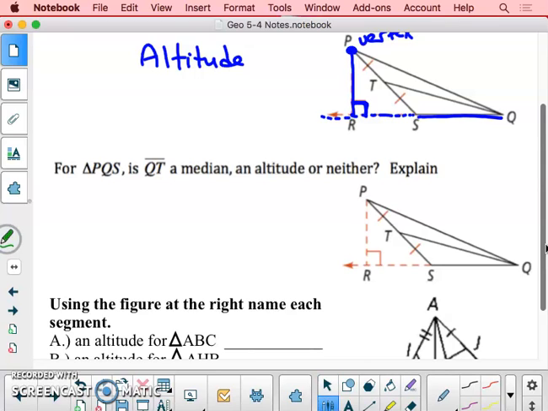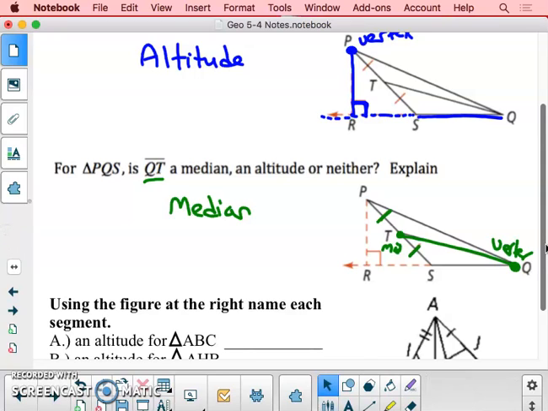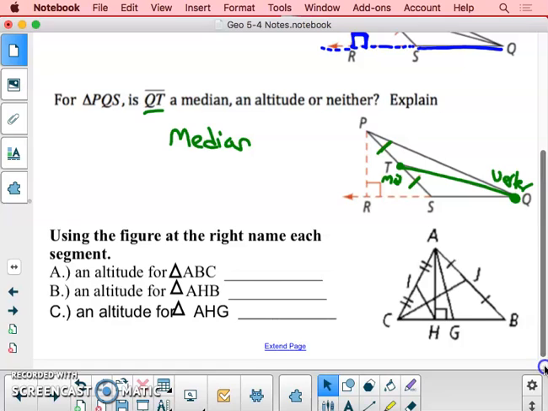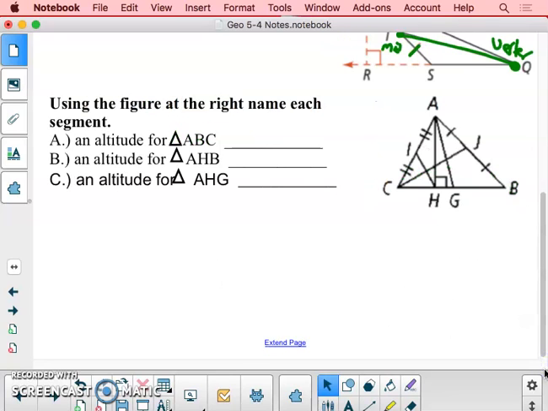The line QT goes from Q, which is a vertex, across to T, which is a midpoint because of the tick marks. QT goes from vertex to midpoint, which is the definition of what a median does. So in this situation, QT is a median. That's an important group of questions that we just answered. You need to be able to recognize what those segment types look like. I would expect you to know what a median looks like and an altitude. Going back to 5-3, I would expect you to know what an angle bisector looks like and what a perpendicular bisector looks like. But let's keep practicing our vocab here.